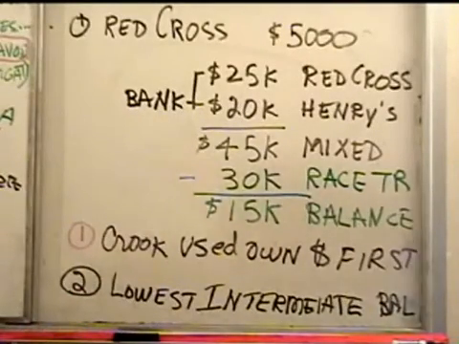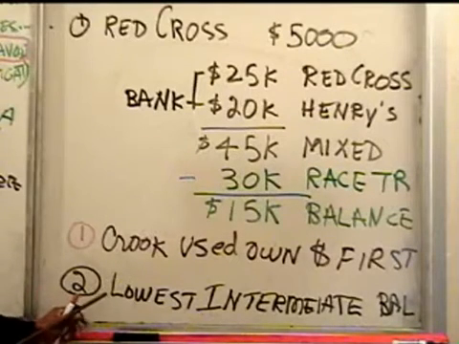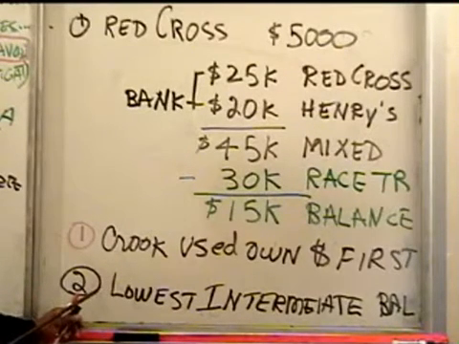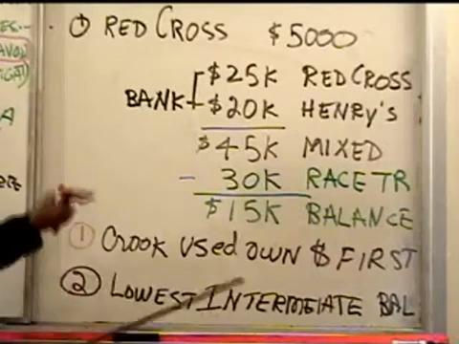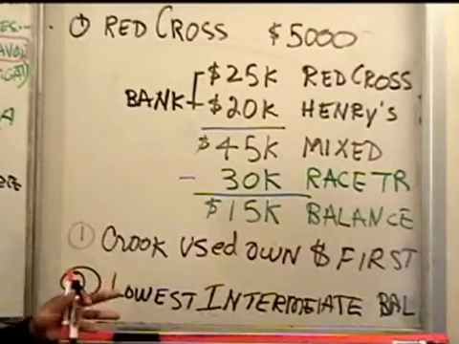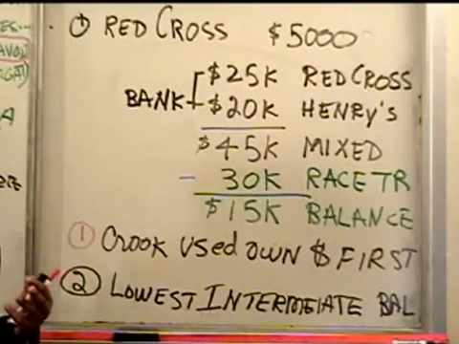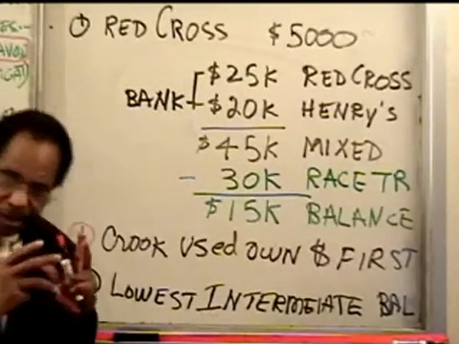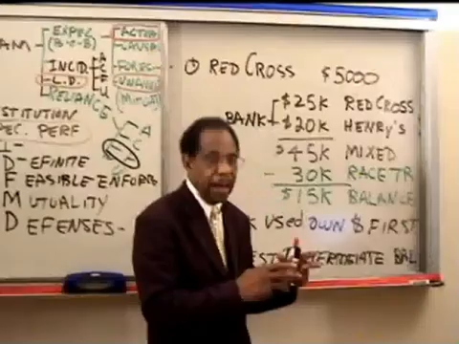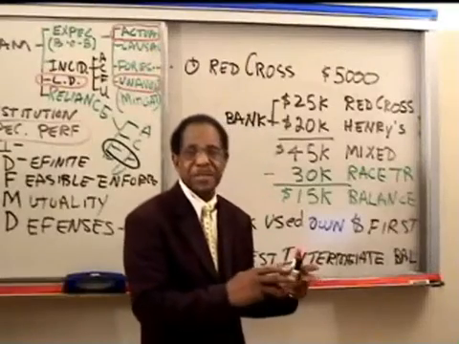And what you do with this lowest intermediate balance process is you look at the lowest the account went: down, down, down, down, and then maybe went back up. You look at the lowest that it went, and you say, when this account was at its lowest point, how much of the victim's money was still there?